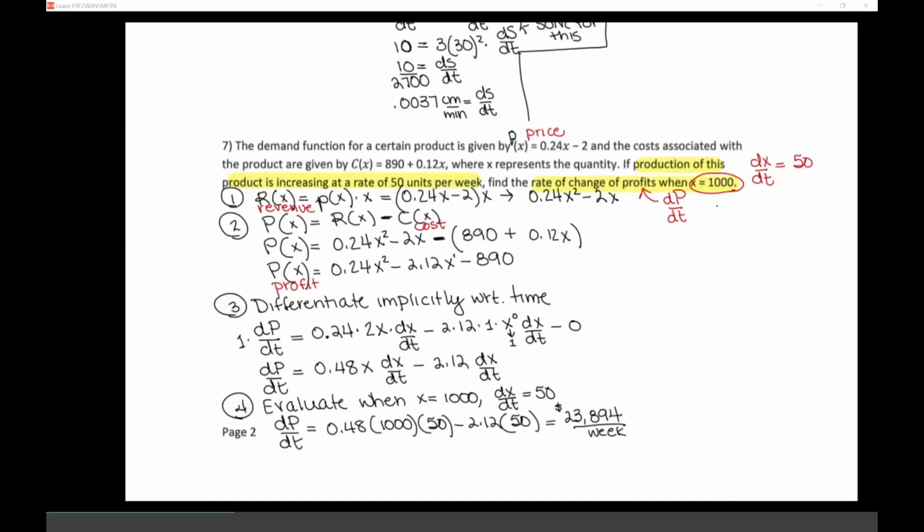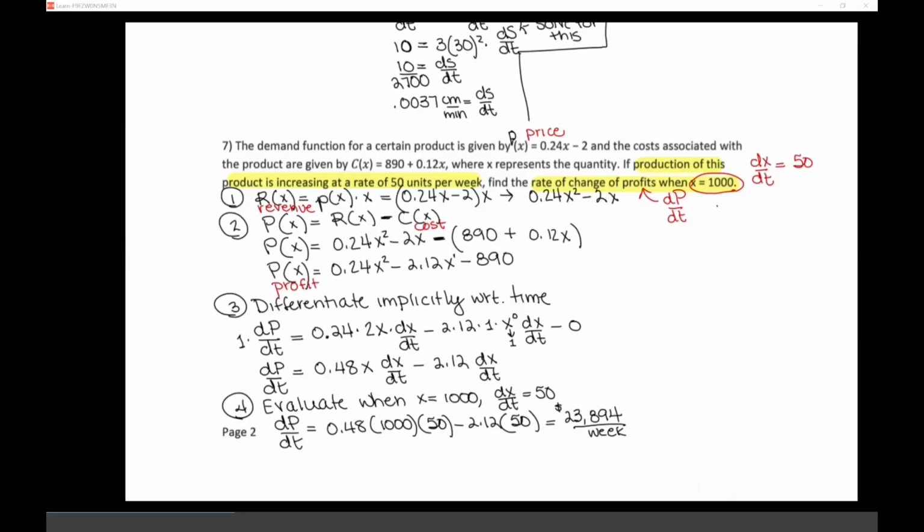Questions on number 7? The implicit differentiation ones aren't hard, they're tedious. They're just tedious, and you need to keep track of what the rates are. I'm not seeing questions.